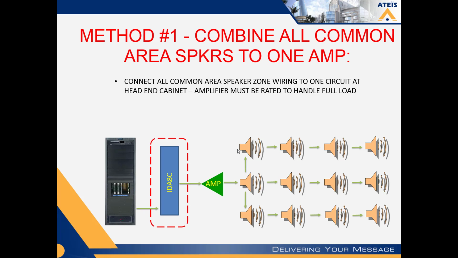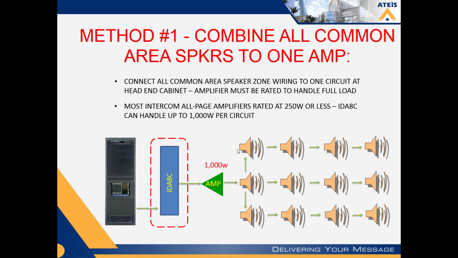And we get one signal from the intercom system into our ID8. We route it out to the amplifier, and we supervise the amp and all the speaker circuits. As long as you're under 1,000 watts, which I can guarantee pretty much every school would be, you'll be fine, no problems. Quick, easy, simple. The other thing is most intercom all-page amps are going to be rated at 250 watts or less, so we can handle 1,000 watts per circuit. So there should be no problem with power and loading up on the circuits at all going this route.